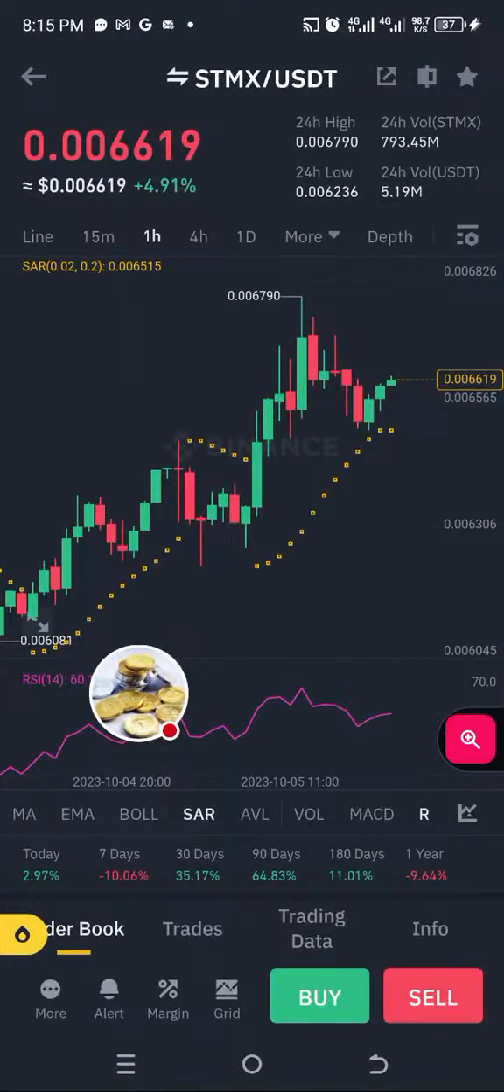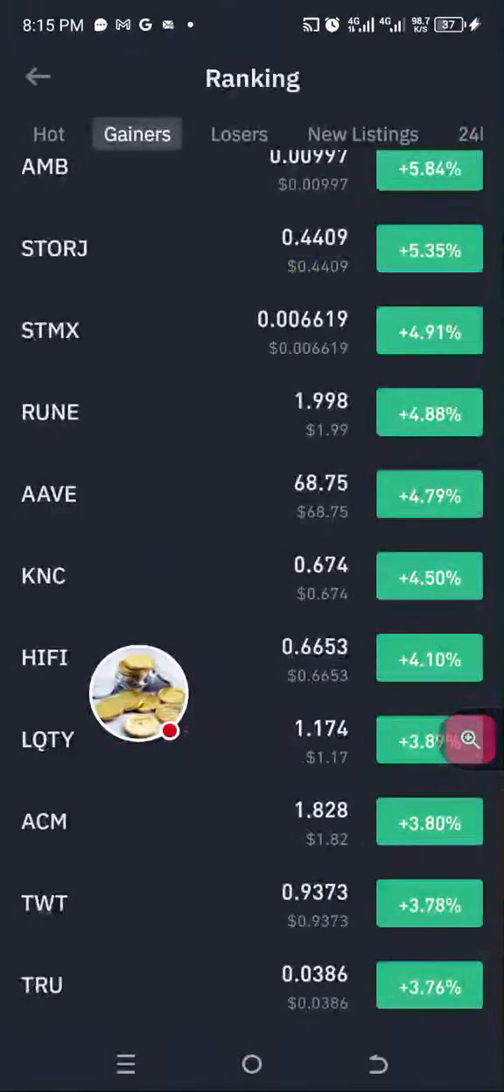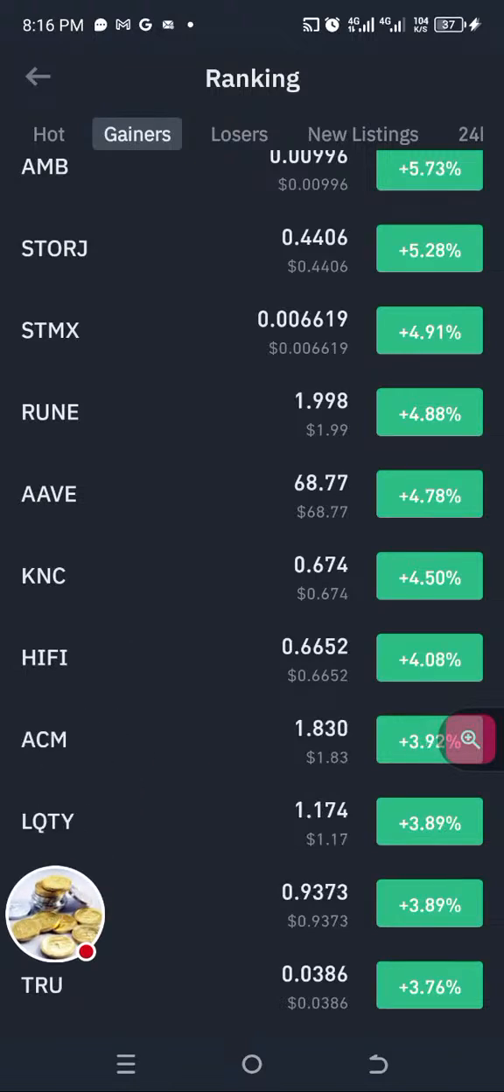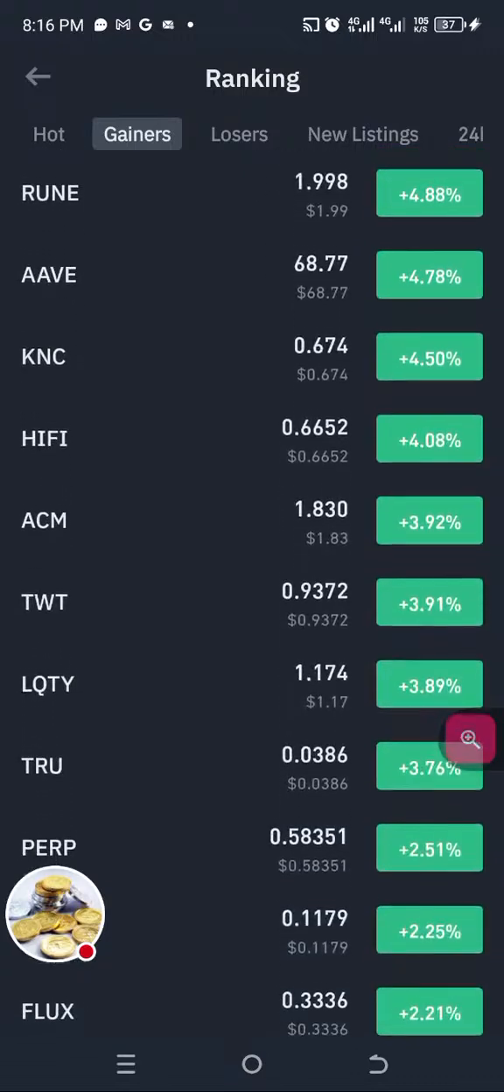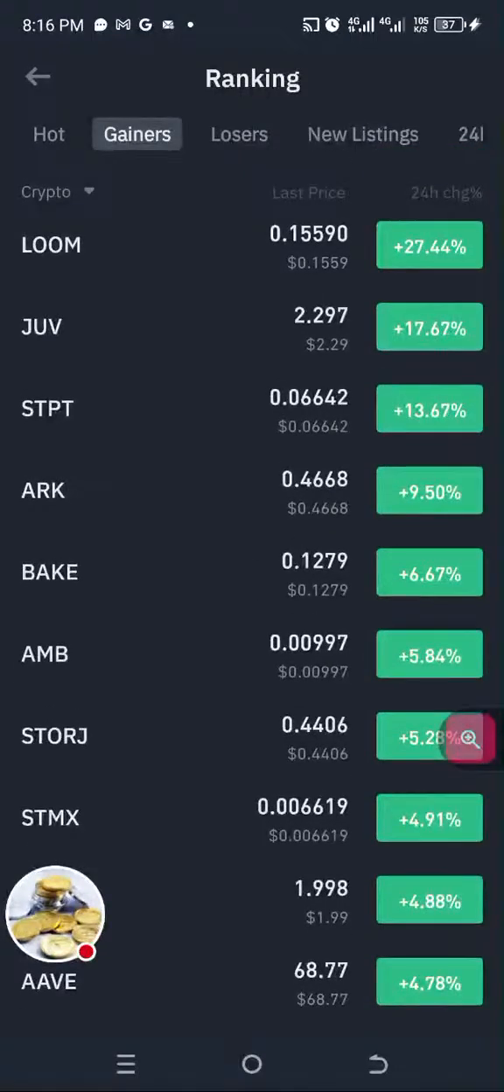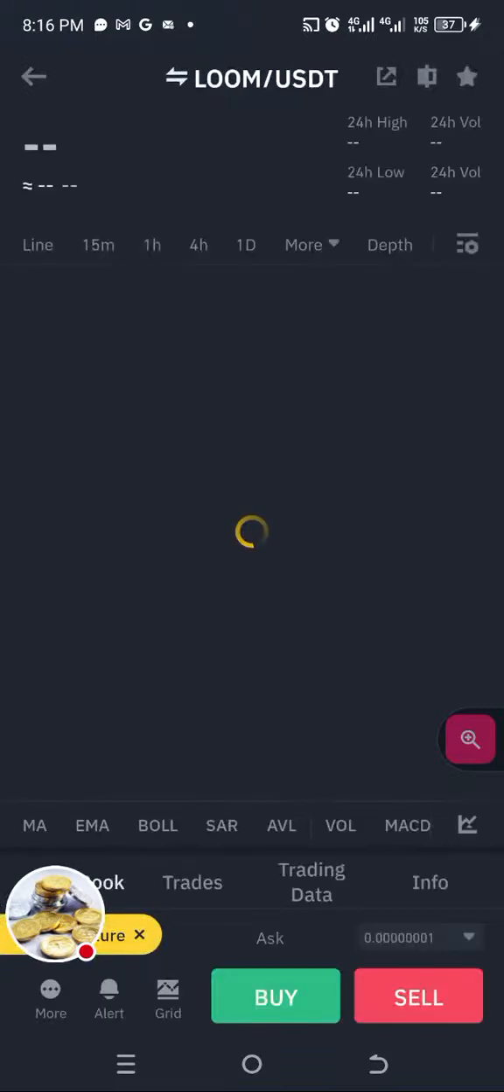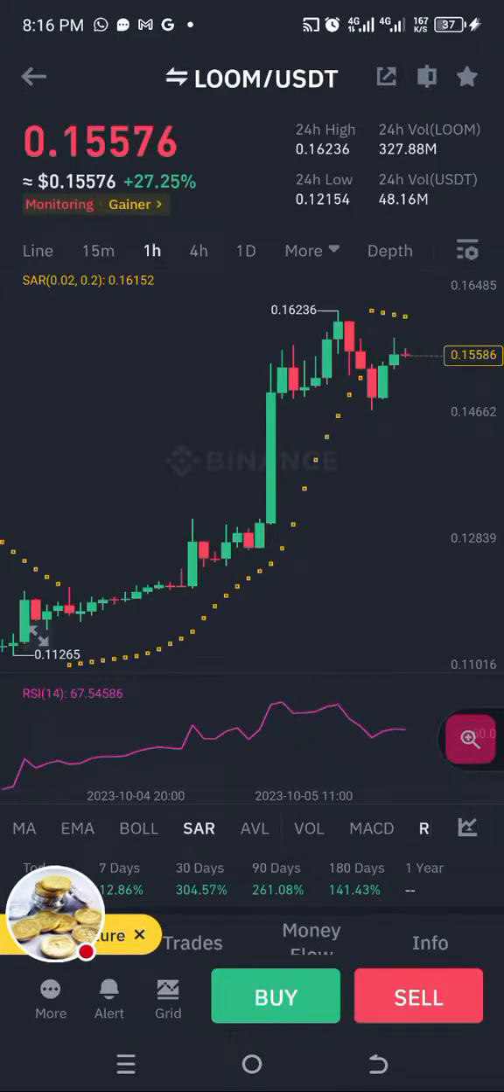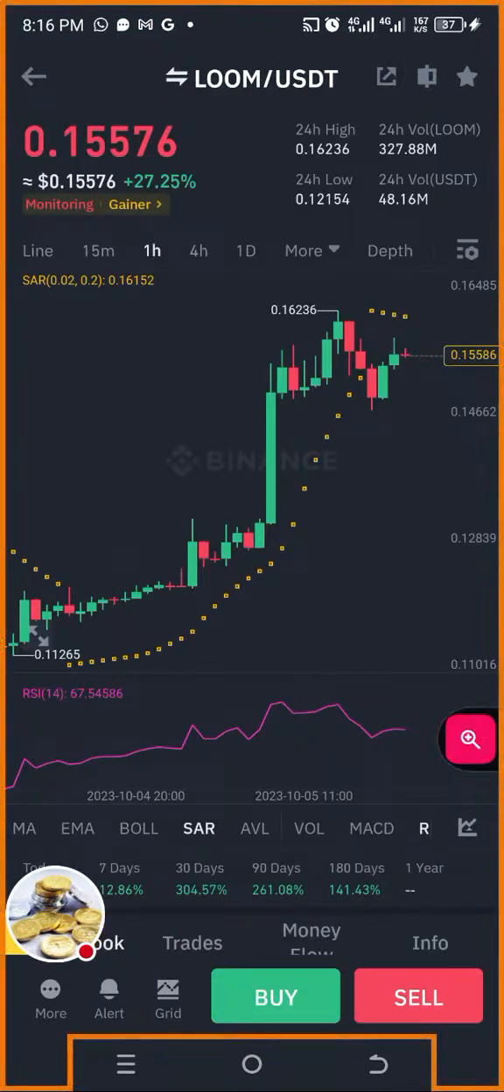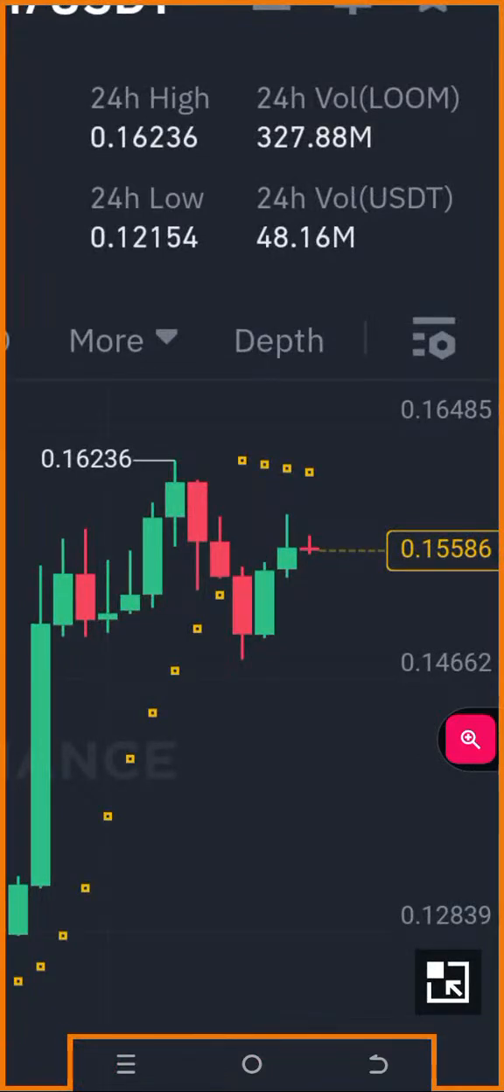But let's go ahead. I'm going to check another one to compare. This looks good, but I want to see another one that looks good also. So STMX is one that we can consider. Let's go to the top. Then LOOM again. Let's look at LOOM one more time. Okay, look at what I'm saying. This is what I want you to look at. Can you see that it's already on a red candle?